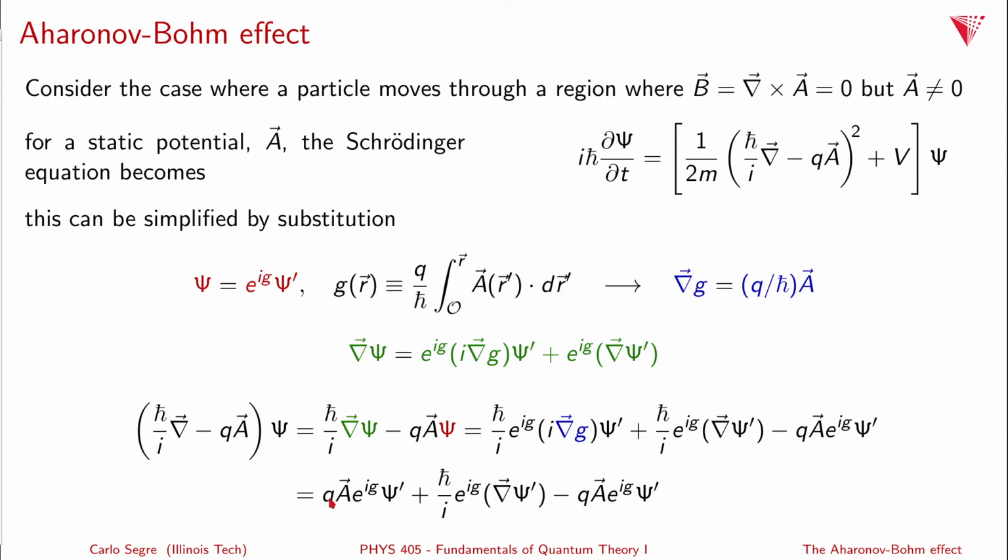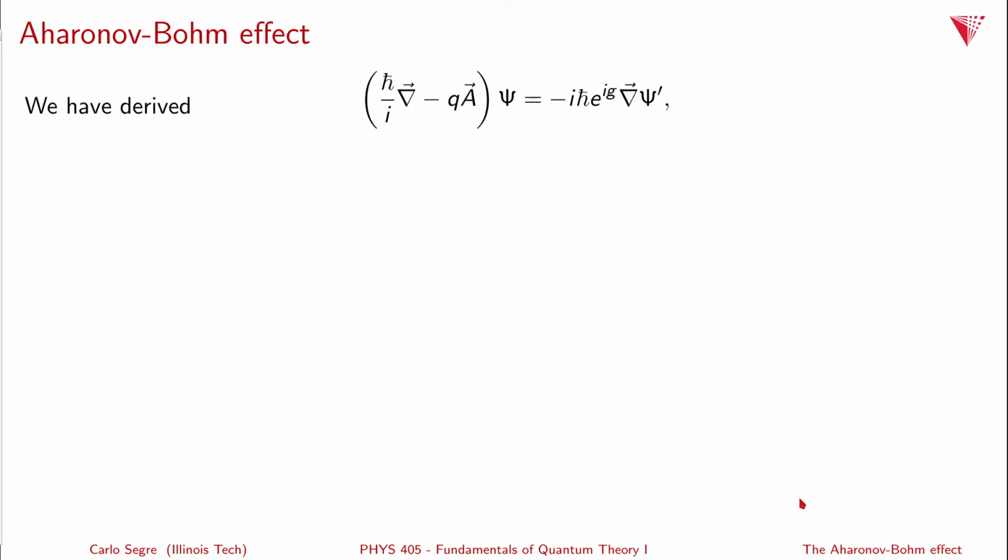When we do that, we get qA e to the ig psi prime, which is this term here. Then the second term is ħ over i, e to the ig gradient of psi prime. And then we have minus qA e to the ig psi prime. These two terms cancel, and we get that this operator here applied to psi, when we express psi in this form, gives me minus iħ e to the ig del psi prime.